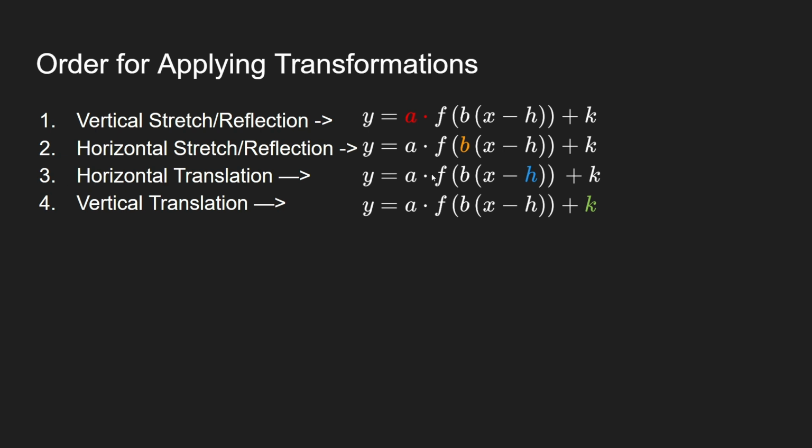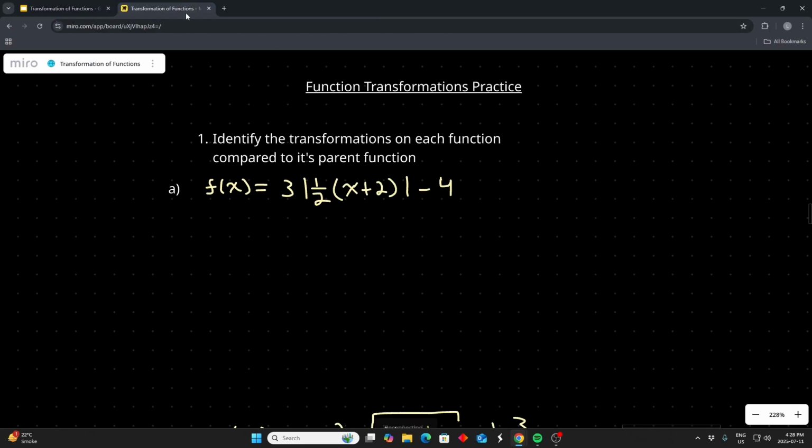Third is horizontal translations. It's your H value right here. So basically it tells you how far left or right you're going. And lastly, your vertical translation, which is your K, where you're going up or down, depending on what the value is. So without further ado, let's go on to some practice problems.